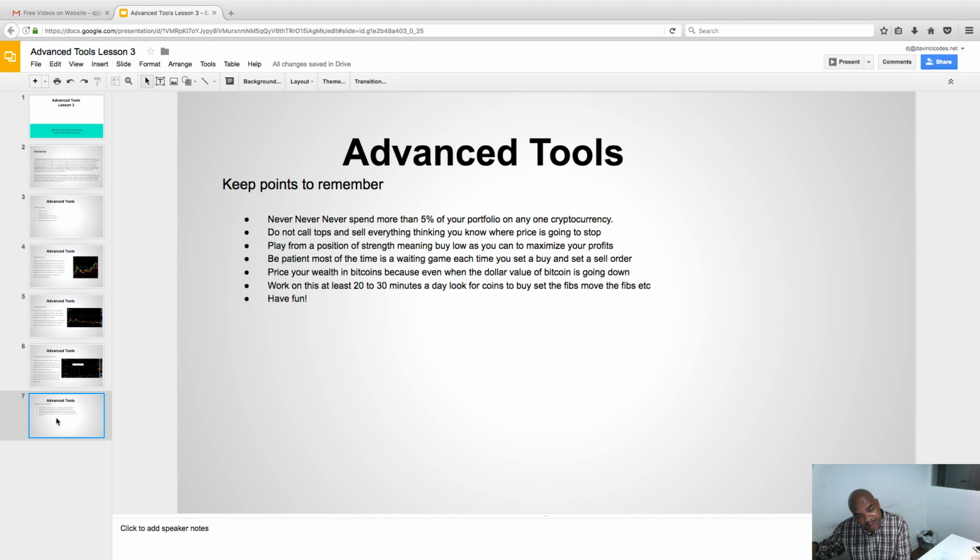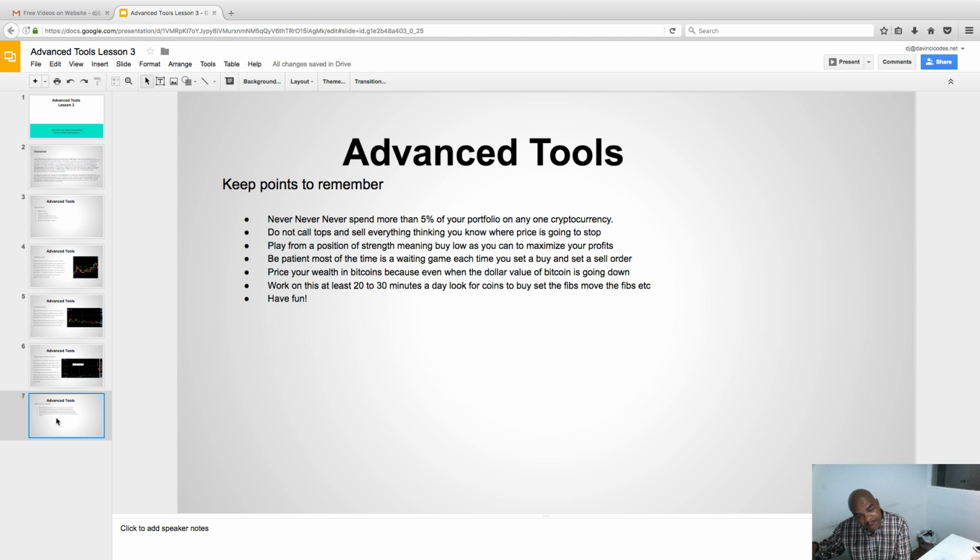Next few things you need to do is actually just work on this 20 minutes a day, 30 minutes a day. Look for the coins that you can draw your fibs and set your buy orders, and buy a couple of coins here and there. I mean, not right away. What you're going to do is set your fib and hit the buy level at the 61.8 or 78.6.